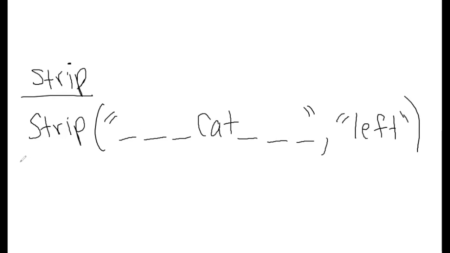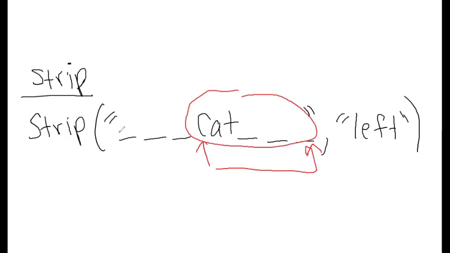So in the case of a left side strip call, we want to loop from here to the end. Basically we just need to find the first non-space character and then get the rest of the string from there. So ignore everything leading up to the beginning of our actual letters.